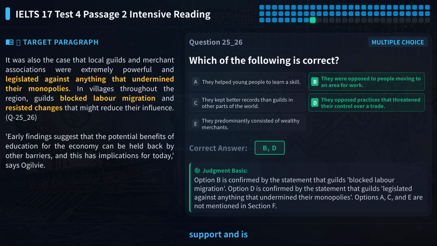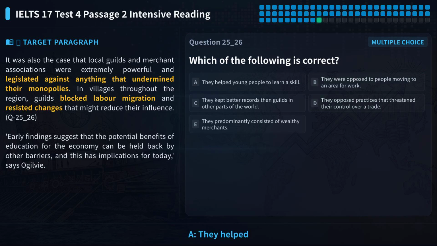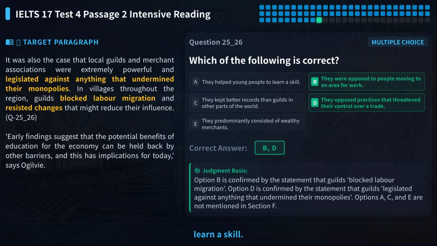If an option has support and is correct, we keep it. If not, we eliminate it. Finally, we select the 2 correct answers. Let's look at option A, they helped young people to learn a skill. Go back to paragraph F. Does the text mention guilds helping young people learn skills? No, it doesn't. So option A is not mentioned.